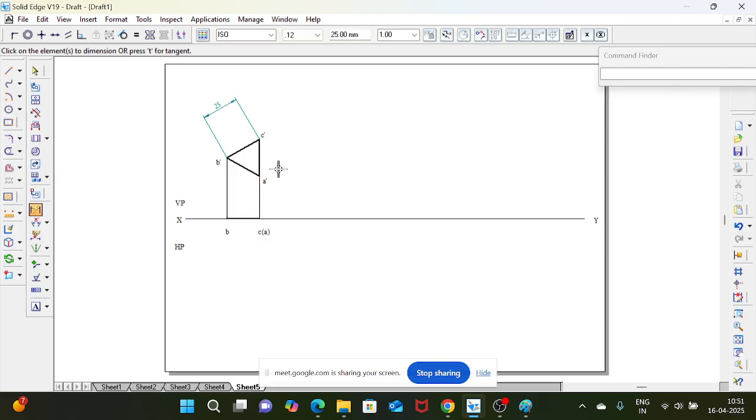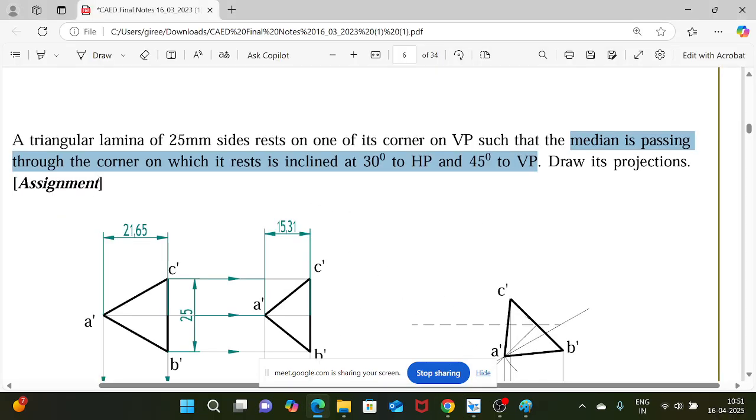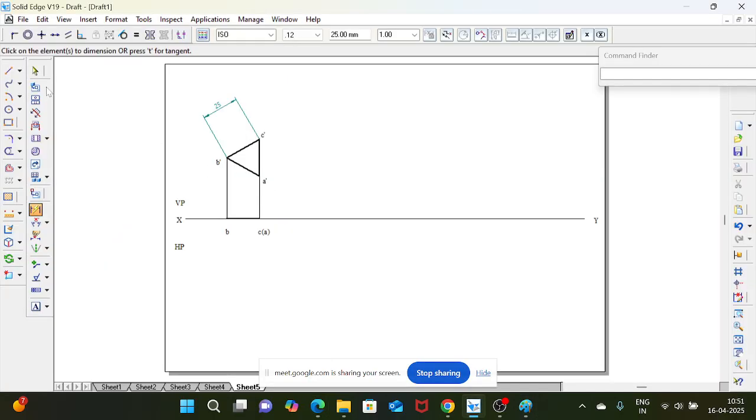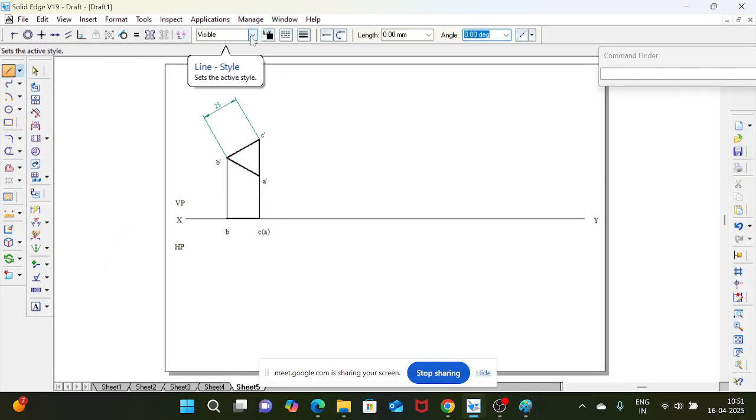Which is your primary reference plane? Which is VP, right? VP inclination you have to consider first. VP inclination is 45. Okay. So median is nothing but what? Median is nothing but the line joining from a corner, passing through the corner on which it rests. So B is the resting corner. If you draw the median, median means to join to the midpoint of the opposite edge.